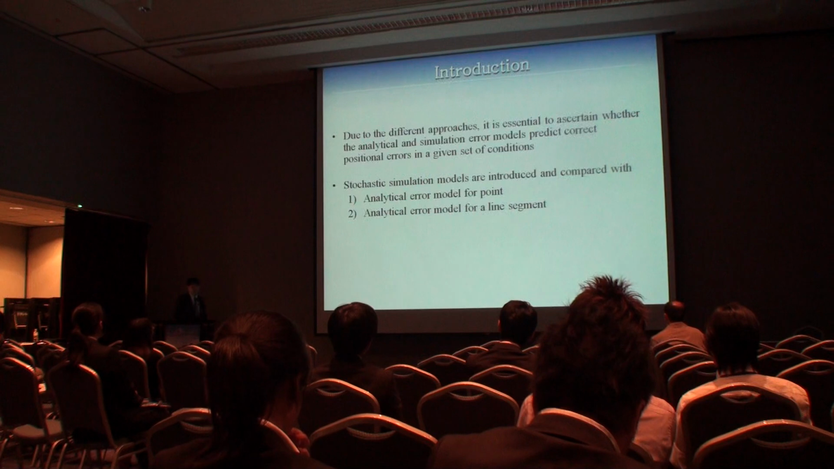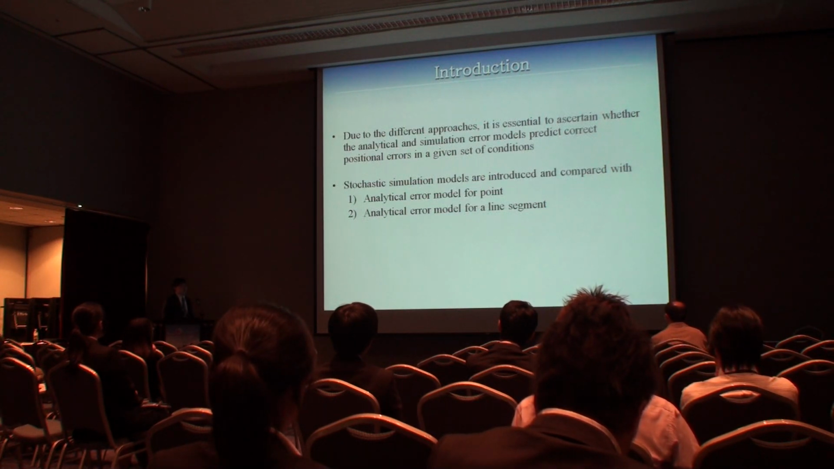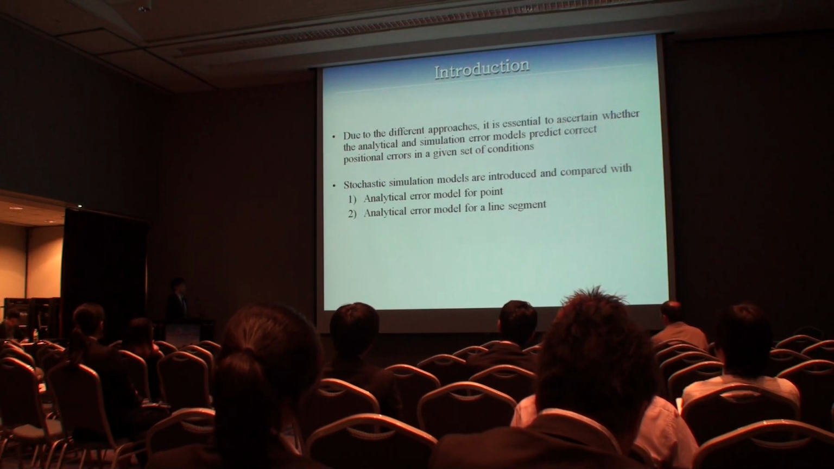However, due to the different approaches for modeling positional errors, it is necessary to make certain whether those error models predict correct errors in the given set of conditions. Therefore, this presentation introduces the stochastic error models, to be compared with the analytical error models for point and line segment.